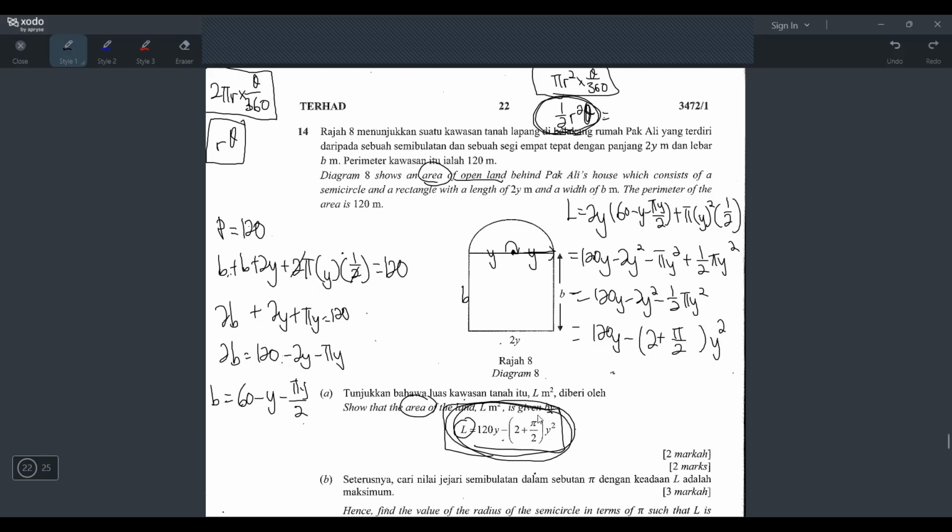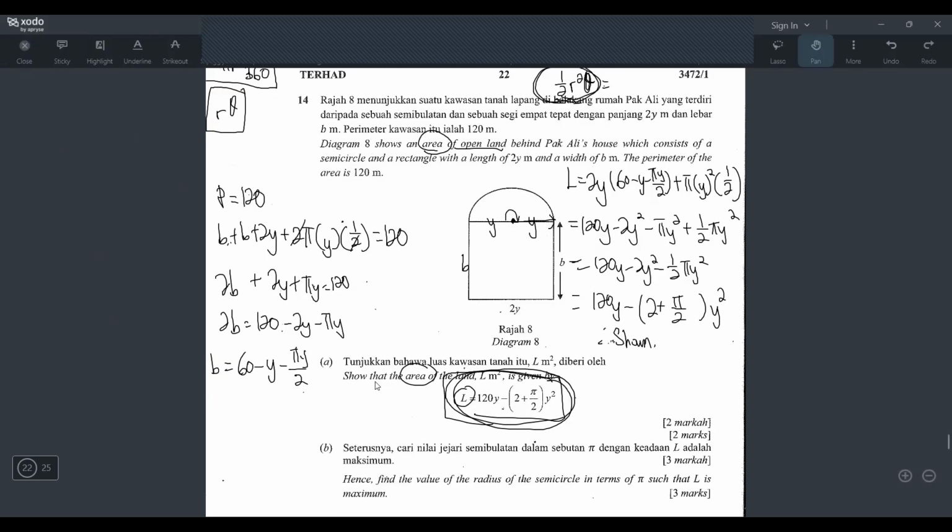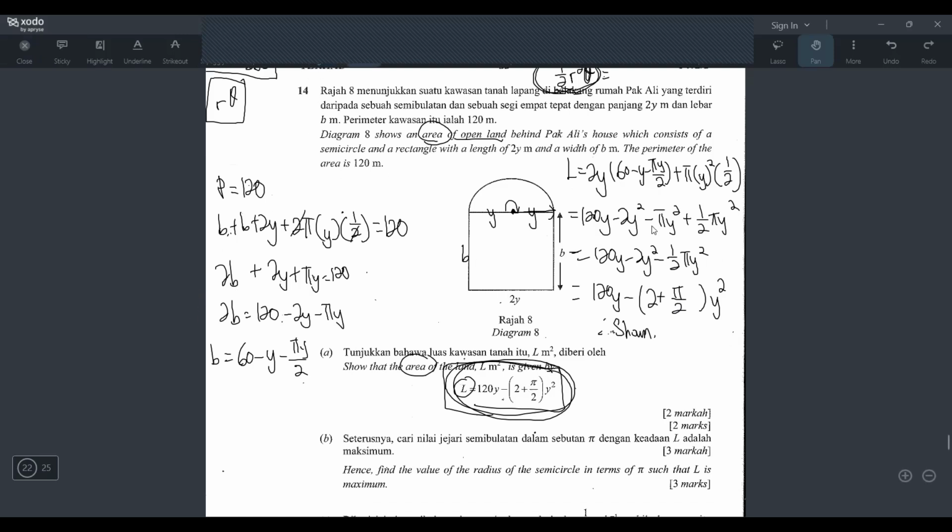So can you see this one and this one are already the same? So we can write the word shown here, right? It means when we do a show question, we have to make sure our answer is exactly the same as this. That is why I cannot stop my working here, because it's not exactly the same. I have to make it the same. Basically, I have to factorize it so that it looks exactly like this. So this is how you get the 2 marks.